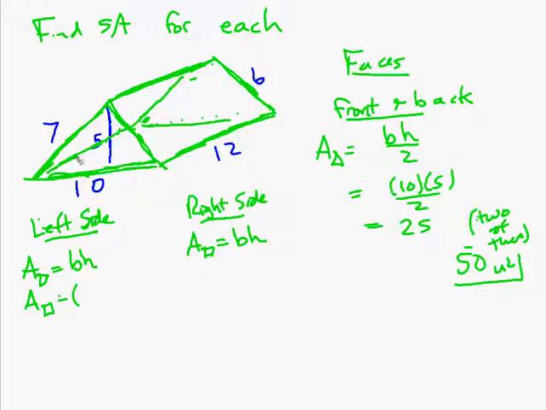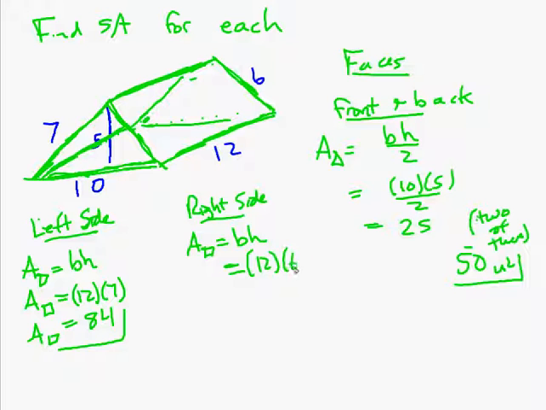The base of the left-hand side, well, what's that length? Now you might think 5 because of the way I've written, but I meant that 5 to be the height of the triangle. It's 12. So the base is 12 and the height is 7. So I get 84 in the end there. And I only have one of those. So that's part of my answer. The right-hand side, I have a length of 12 and a height of 6. So 12 times 6. So I have 72 units squared.